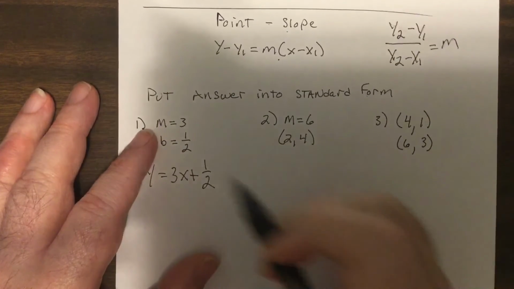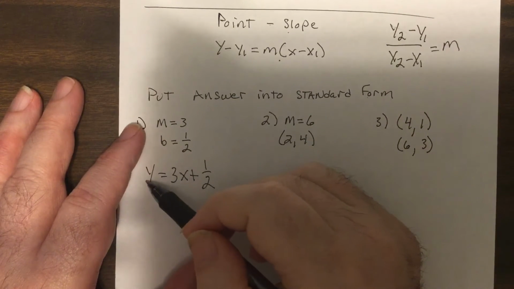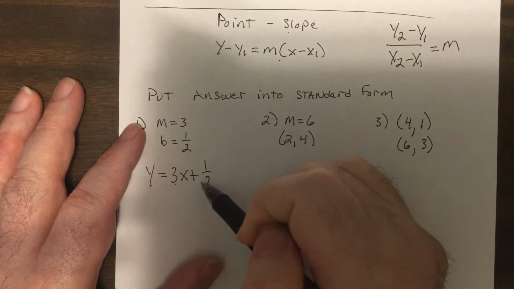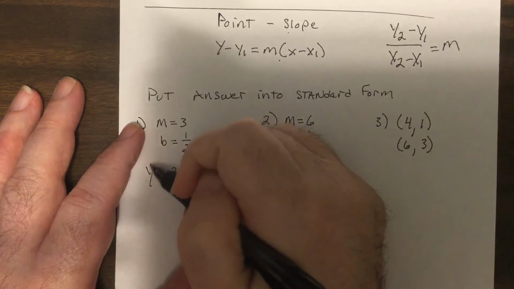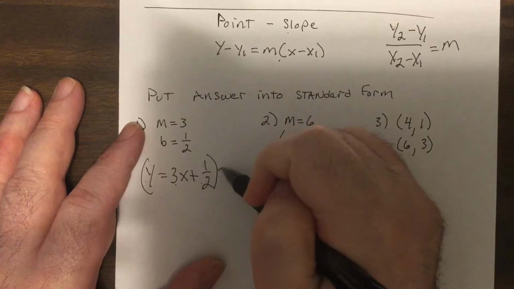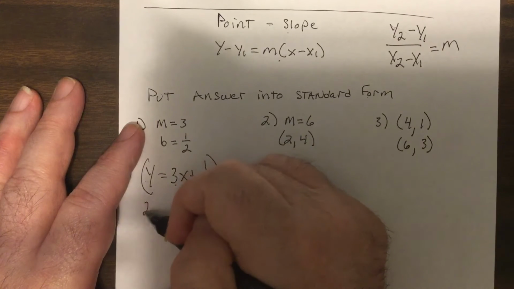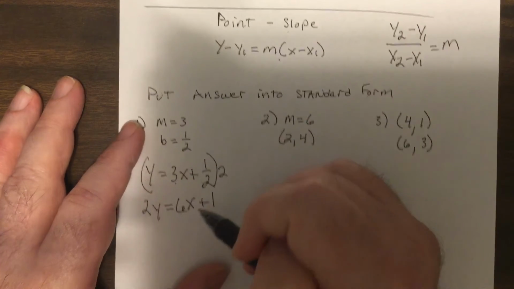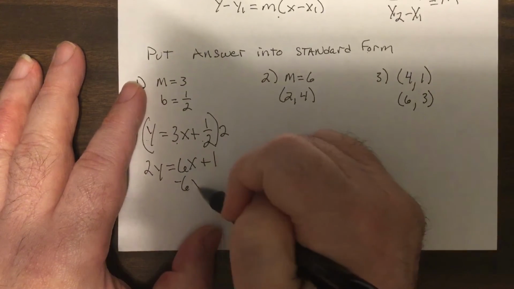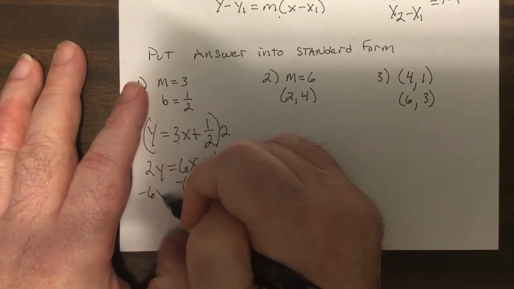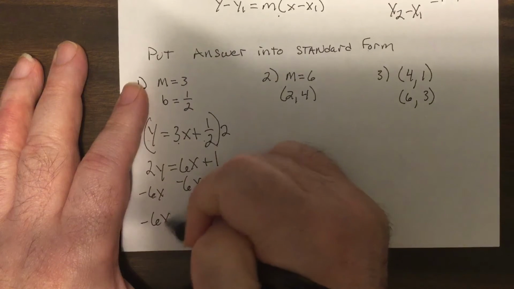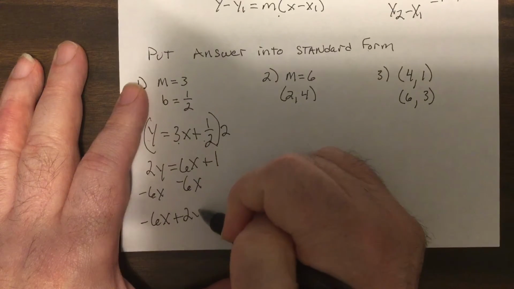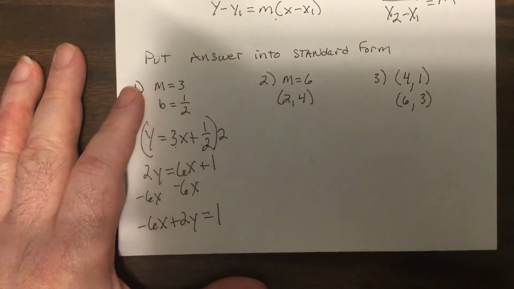Now, to get it in standard form, I need x and y on the same side and no fractions. So I'm going to multiply everything by 2 to get rid of the fractions. So I'd have 2y equals 6x plus 1. Then I'm going to subtract 6x. So I'd have minus 6x plus 2y equals 1.